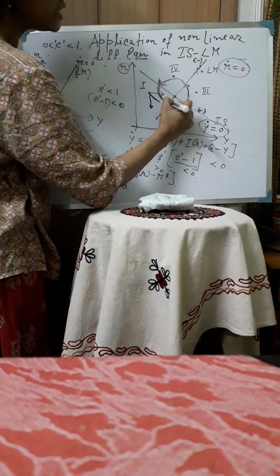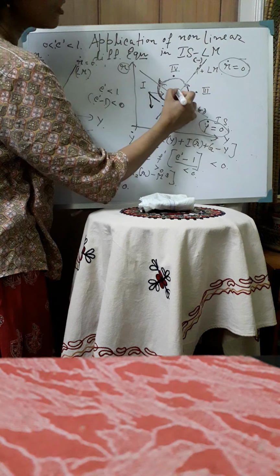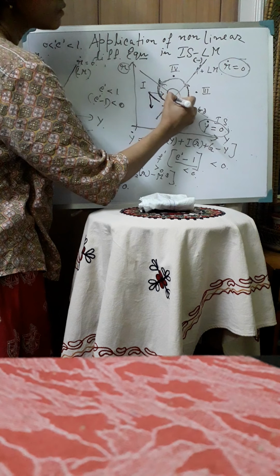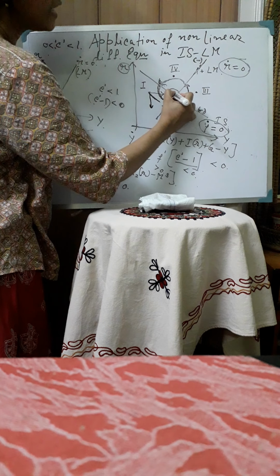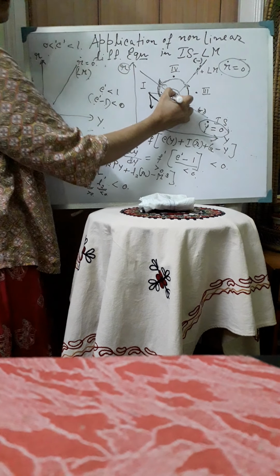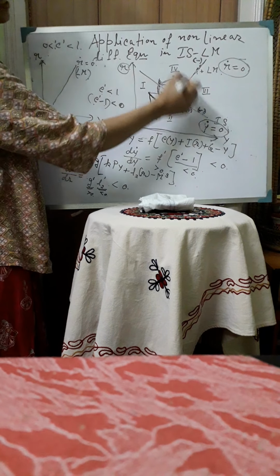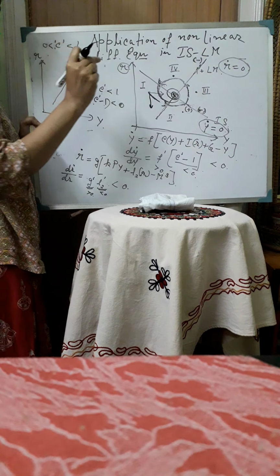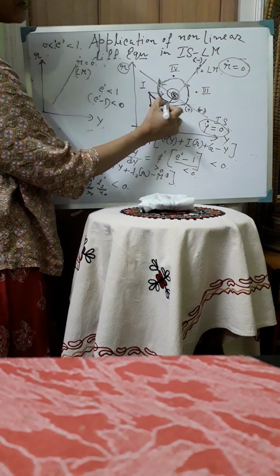then Y will again change, and this way the streamline or the time path will move cyclically, and it tends to the intertemporal equilibrium. So there is stability in the ISLM curve, and this way the stability can be obtained in the ISLM.